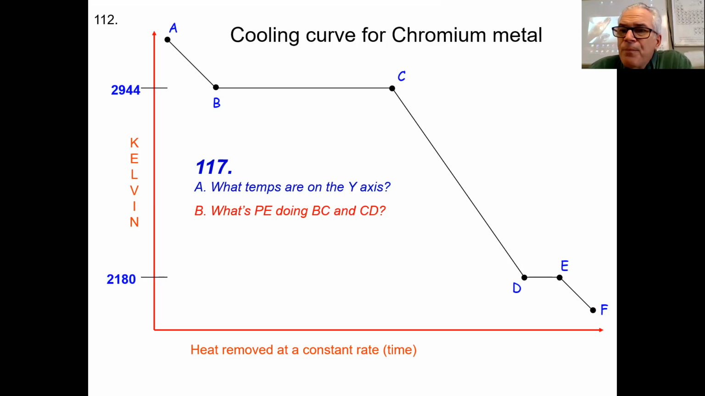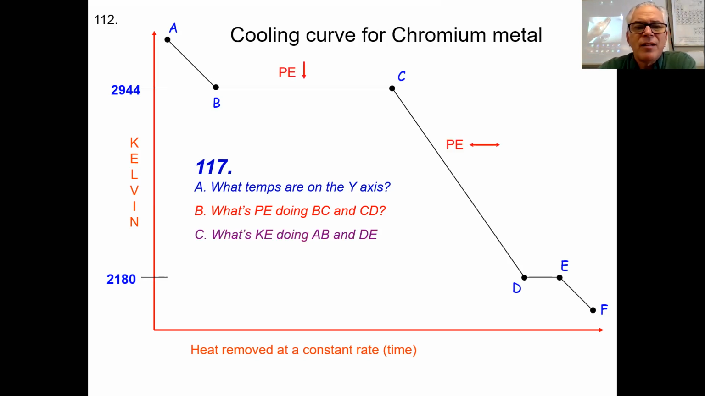Now, what is the potential energy doing from B to C, and what is the potential energy doing from C to D? The temperature is steady, both the flat steps, but we are removing energy. But if the temperature's steady, the kinetic energy's steady, something's got to give. The potential energy is going to decrease. BC and CD, they're both going to decrease.